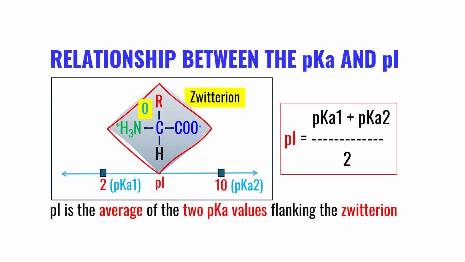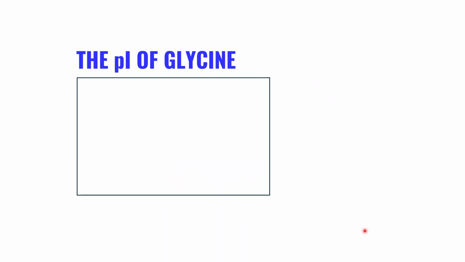So this is a very simple way of calculating the pI. You have to identify where the zwitterion is being formed, and you should identify the flanking pK values. You average those two values, you will get pI. In most examinations you will be given pK1 and pK2, and you have to calculate the pI, so you just average out. But if you have three pK values and you are asked to calculate pI, it will be a little tricky. I will explain to you in the next slide how to calculate the pI of glycine.